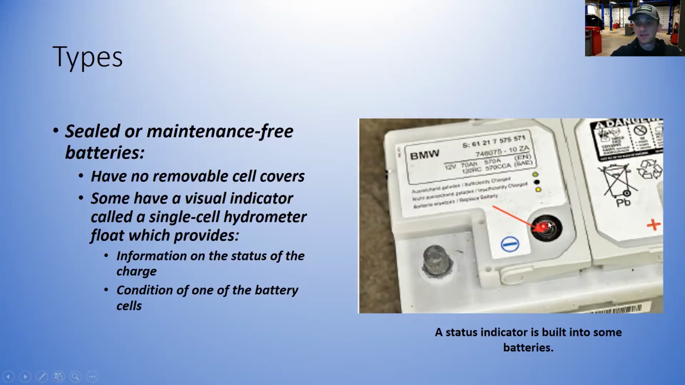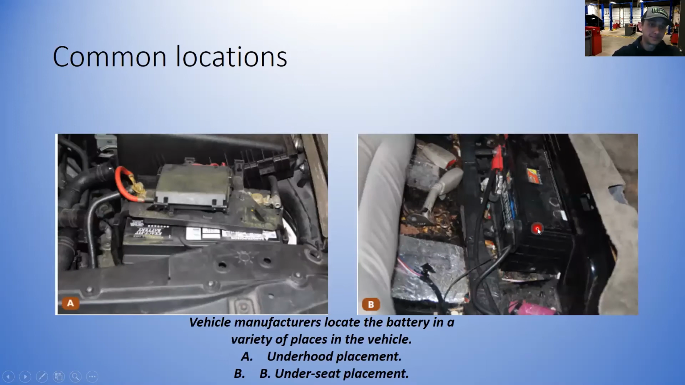The problem with these is this is just one cell. This is basically a hydrometer reading for one cell. So this cell could be reading okay, and the other one's maybe getting weak and you wouldn't know. It gives you the information on the status of the charge and the condition of the battery cells. But like I said, this is just on one cell, so don't always rely on these.